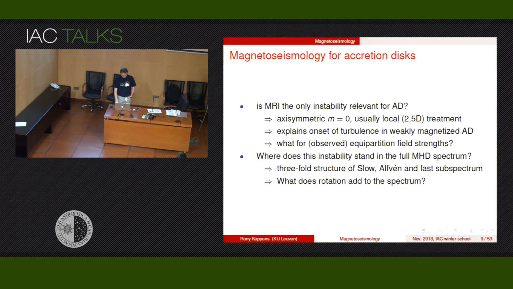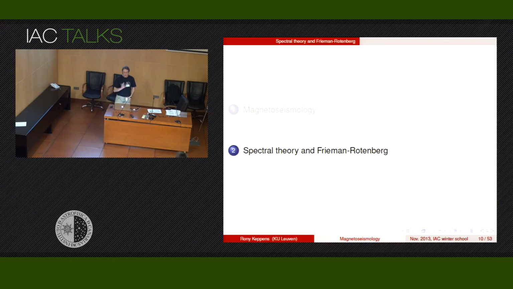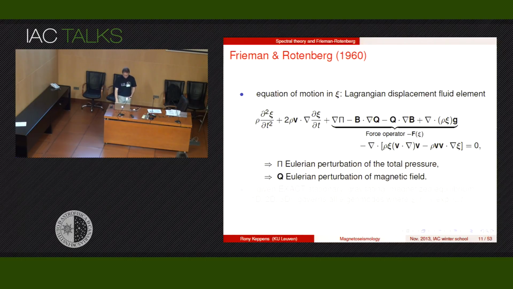So what about that? And then, from the MHD spectroscopy point of view, I told you that in a uniform plasma, we have these nice diagrams which tell us the phase and the group speeds for slow, Alfvén, and fast waves. So where does this instability fit in? And what does rotation add to the spectrum? That's a question that is still not answered, and it's a whole open research field as far as I'm concerned. And I'll tell you what we know.